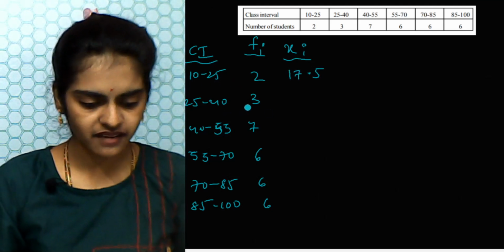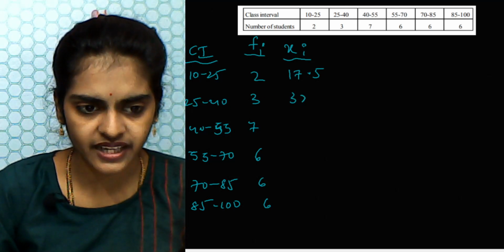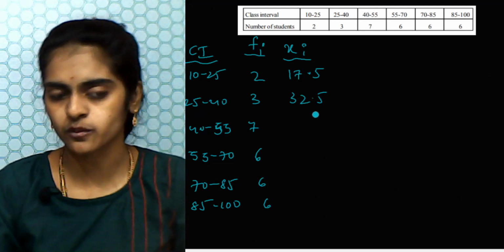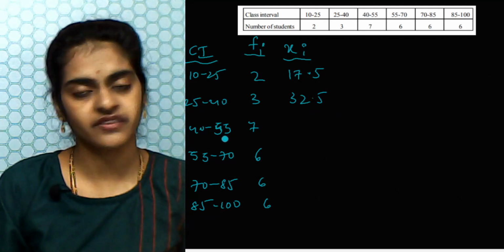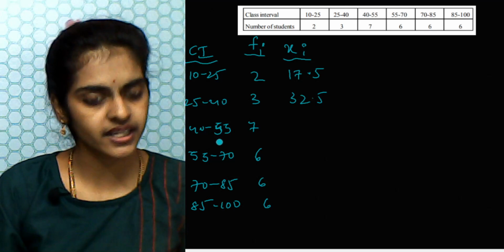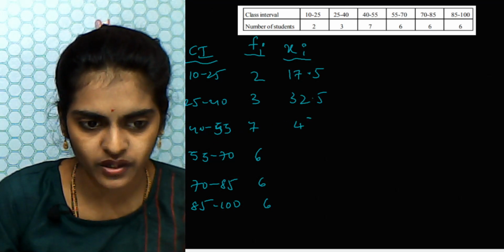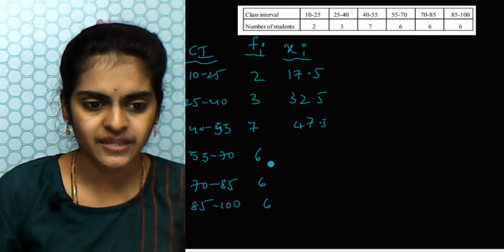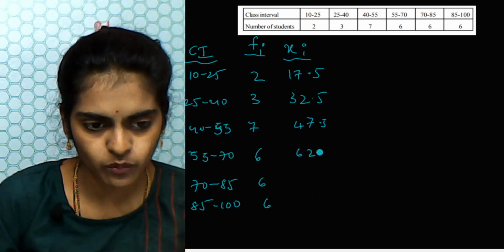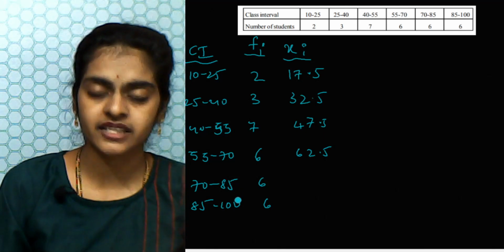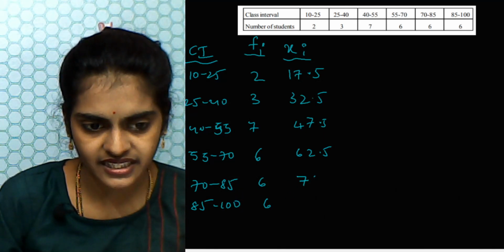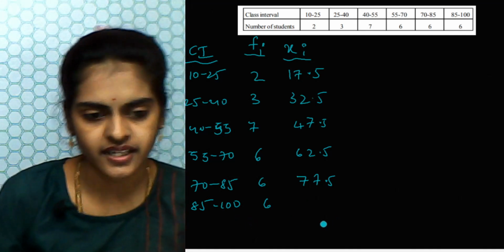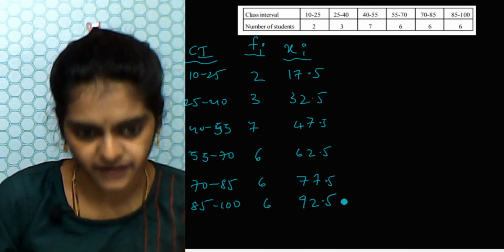Then here you have 32.5. 25 plus 40 divided by 2 is 65, divided by 2 is 32.5. Then 40 plus 55 divided by 2 is 95, divided by 2, so you have 47.5. Okay. So this is 55 plus 70 divided by 2 is 62.5. Here you have 70 plus 85 divided by 2 is 77.5. And here you have 85 plus 100 divided by 2 is 92.5.